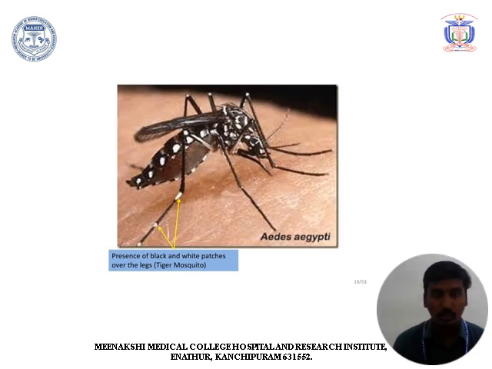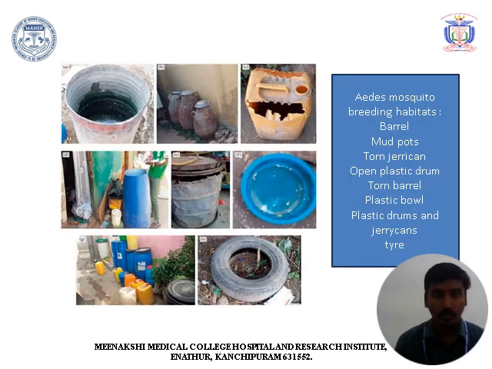So this picture depicts the Aedes aegypti mosquito. We can identify it by the alternate black and white stripes on its legs. These are the common places where the Aedes aegypti mosquito breeds: barrel, mud pots, torn jerrycan, open plastic drum, torn barrel, plastic bowl, plastic drums and tires.